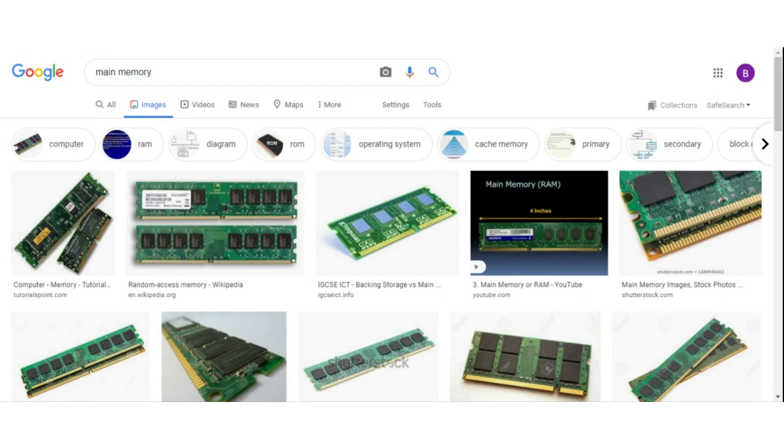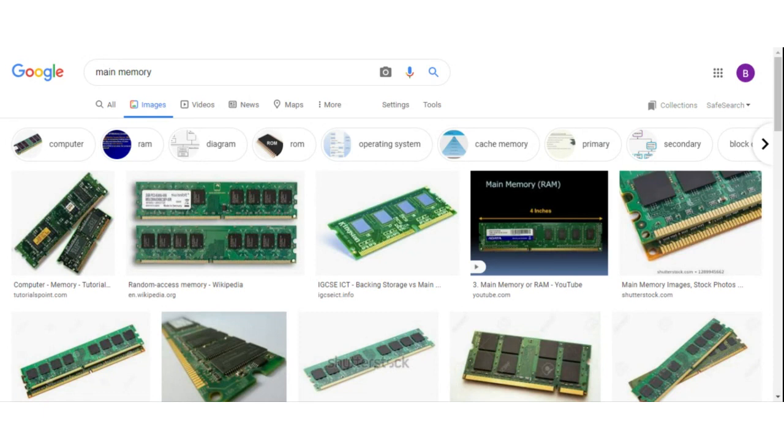Still, the control unit communicates with the input and output devices. Now remember, for information to be transferred from the computer to an output device, to that printer, it is the work of the control unit to coordinate that communication.